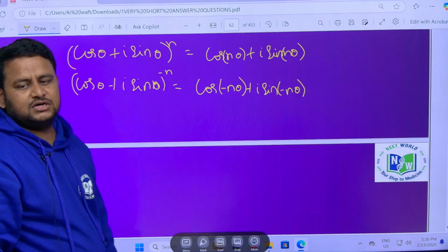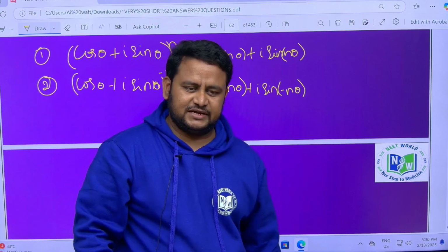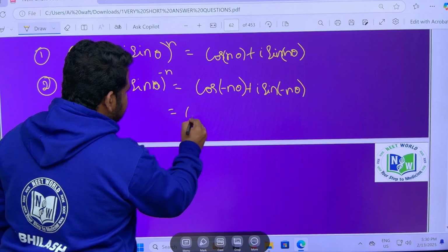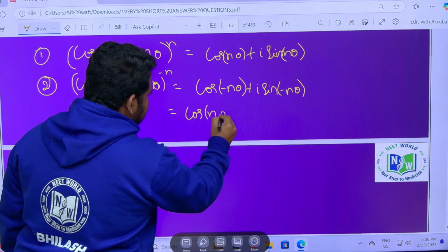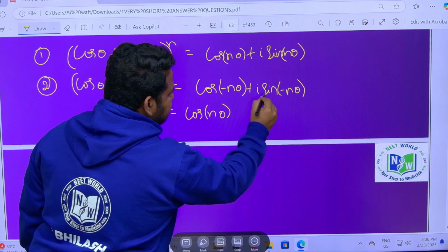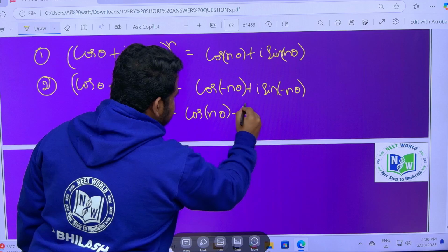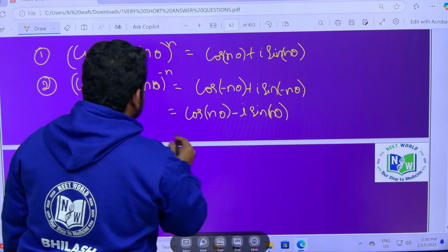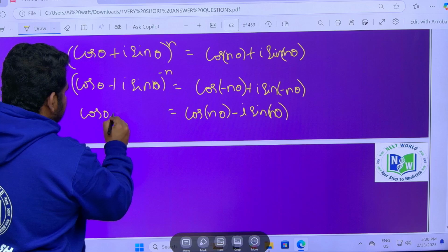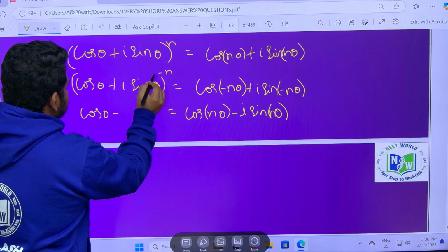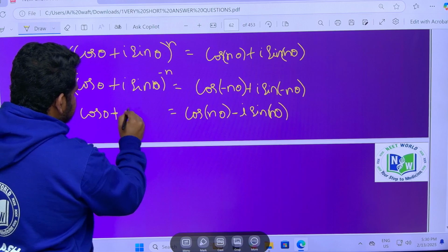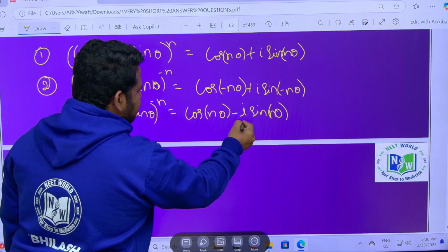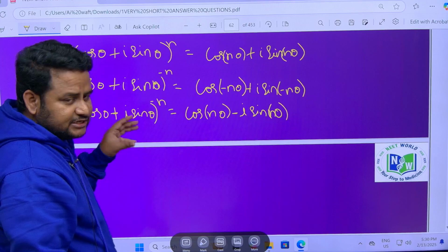Got it, friends? But we know that cos of minus theta is plus cos theta itself. So this equation will become cos n theta, and sin of minus theta is minus sin theta, so that is minus i sin n theta. So (cos theta plus i sin theta) to the power of minus n is cos n theta minus i sin n theta. This is a very important result. You have to remember this.